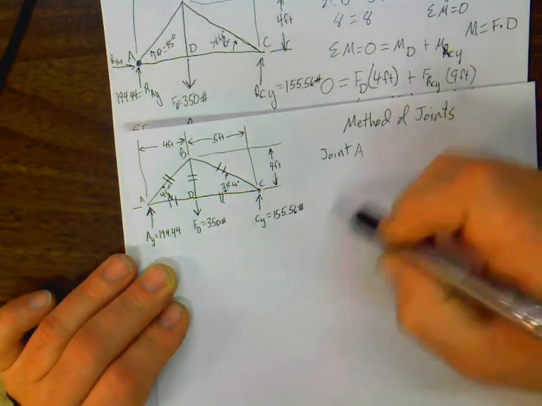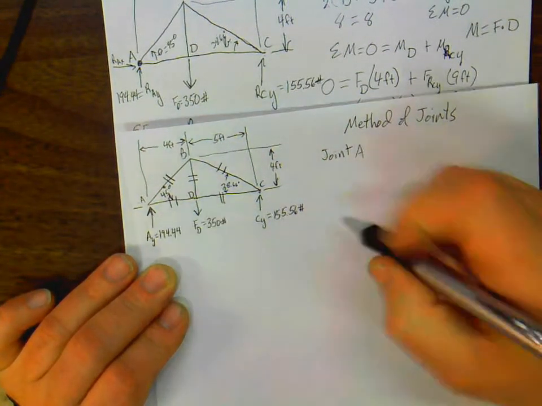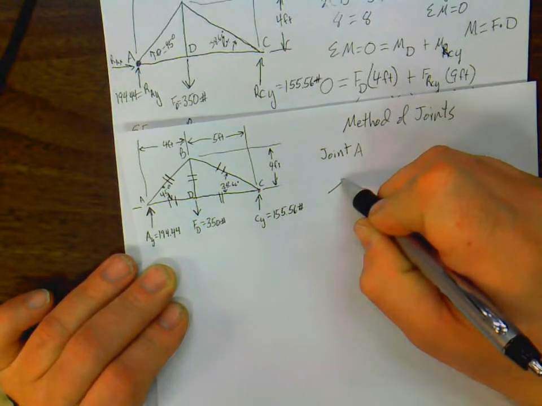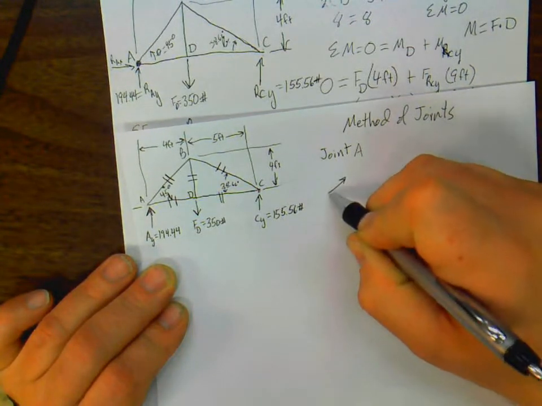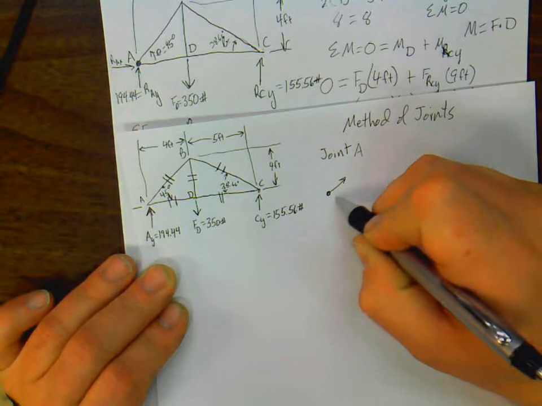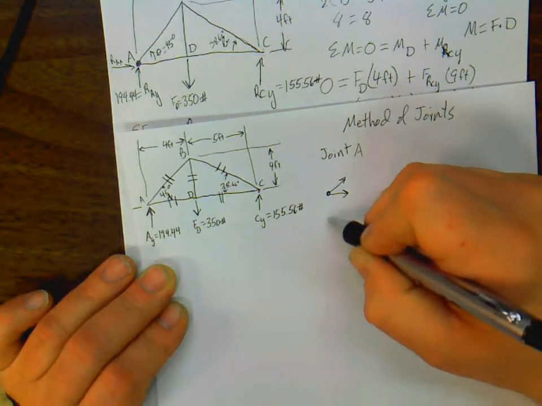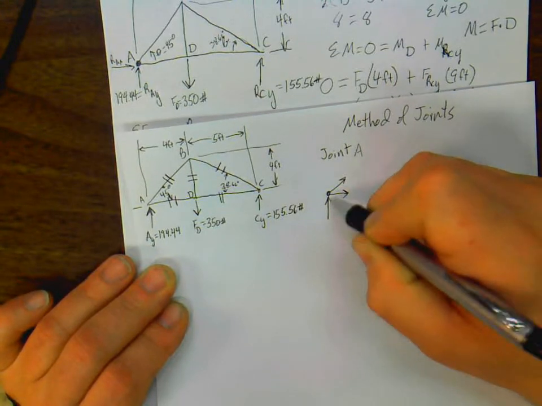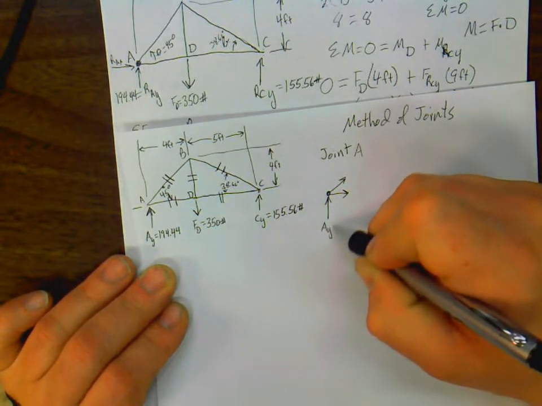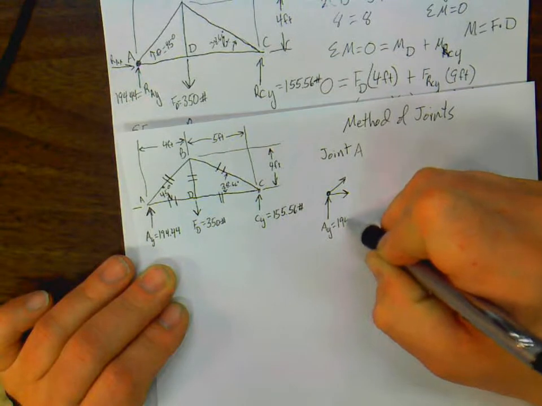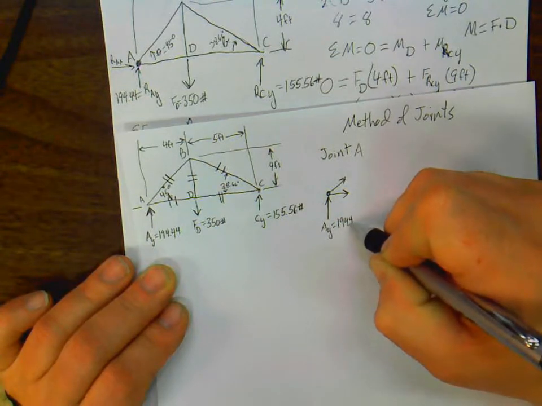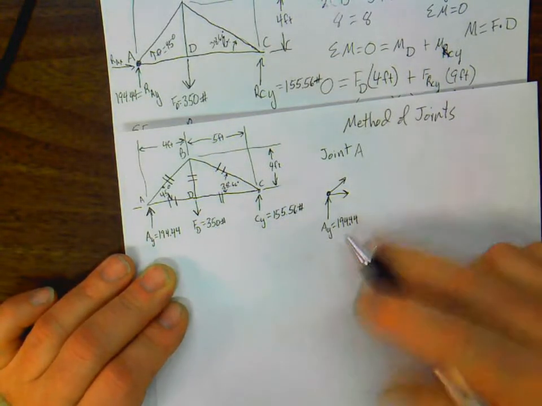And joint A, we're going to create free body diagrams on each of these. So here we have A, and we've got this force acting on A. We've got the force AD acting on A, and of course we've got this force here, AY, of 194.44 pounds. So there is our free body diagram.